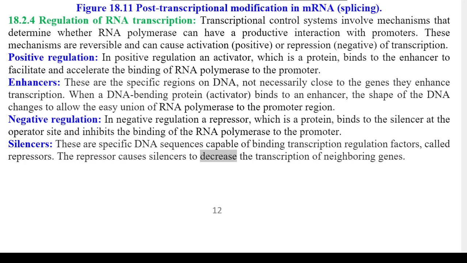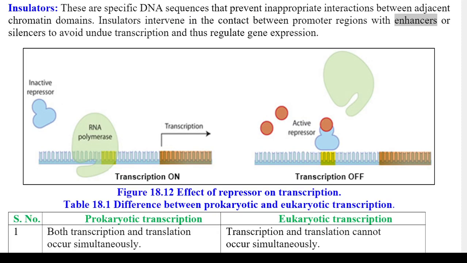Insulators. These are specific DNA sequences that prevent inappropriate interactions between adjacent chromatin domains. Insulators intervene in the contact between promoter regions with enhancers or silencers to avoid undue transcription and thus regulate gene expression. Figure 18.12 Effect of repressor on transcription.